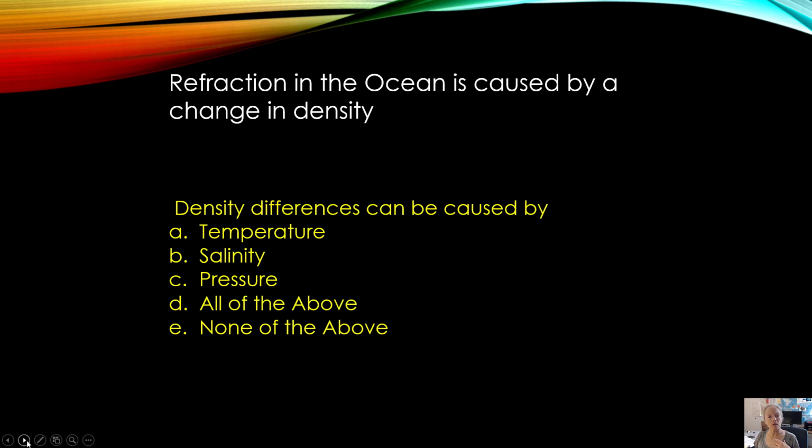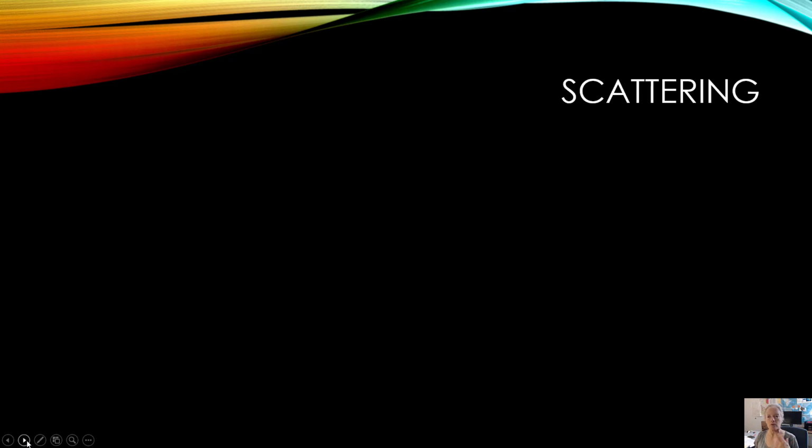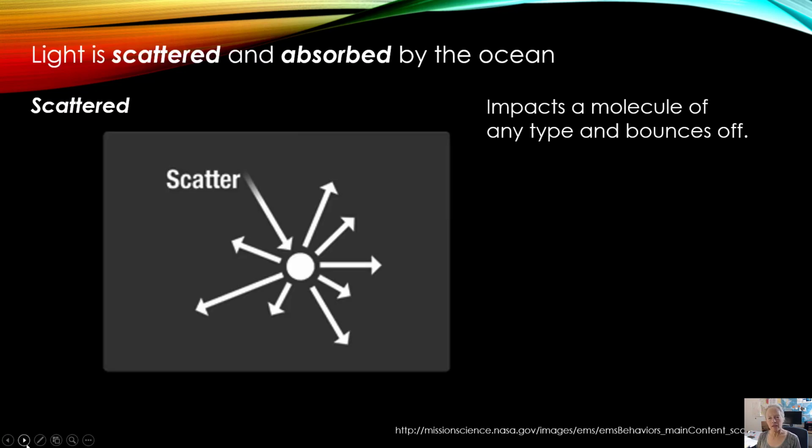Let's see now. Refraction in the oceans caused by changing density. Yes, I know that. Scattering. So we've done refraction: change in the wave motion of either light or sound due to change in density. Scattering is what happens when a wave hits a molecule and it scatters it, just like it sounds, and just like that picture looks. It bounces the waves off in different directions.